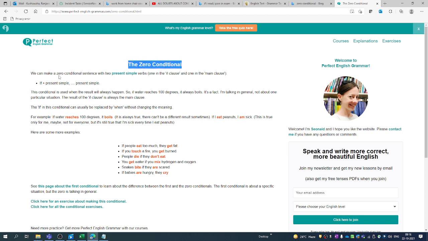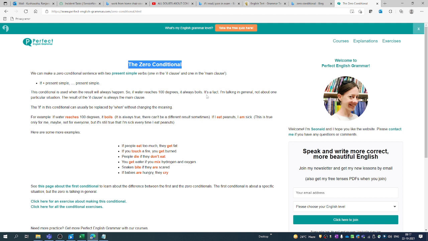We can make a zero conditional sentence with two present simple verbs, one in the if clause and one in the main clause: if plus present simple, present simple. The zero conditional is used when the result will always happen. If water reaches 100 degrees, it always boils. It's a fact. I'm talking in general, not about one particular situation.